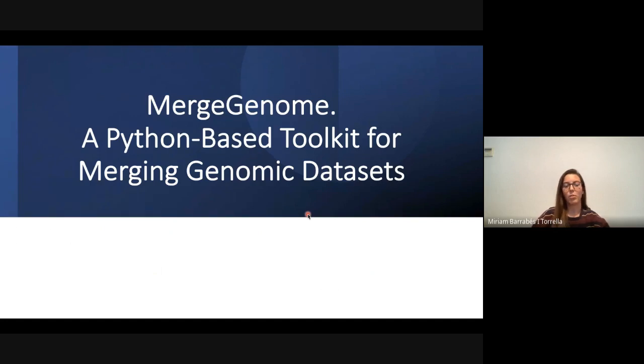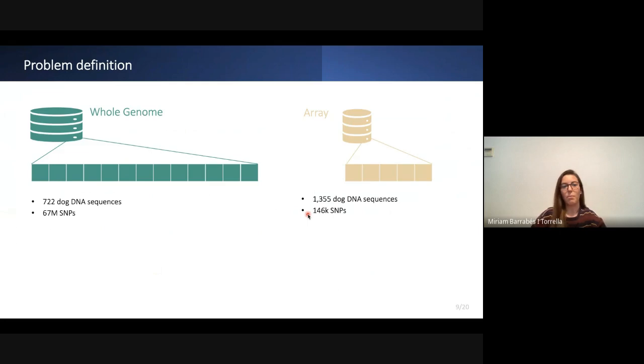So next I will talk about my second project, which consisted in designing a toolkit for merging genomic datasets. And first of all, I will start by defining the problem as a motivation. So we have two datasets which contain dog DNA sequences. The first dataset, we call it whole genome, and the second dataset, we call it array. And we can see that whole genome contains sequences that are very large, and array contains much shorter sequences.